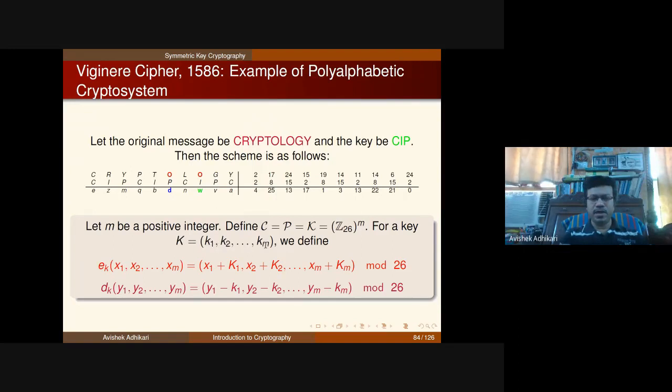Depending on that, each plaintext block X1, X2, ..., Xm will be replaced by X1 plus K1, where K1 is the key, X2 plus K2, and so on, modulo 26. Similarly, the decryption would be the value of y1 minus k1, and so on. So this is known as the Vigenere cipher.